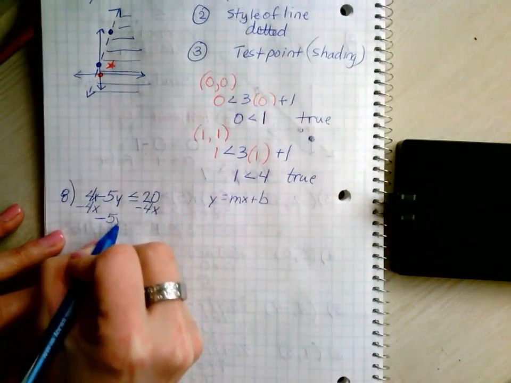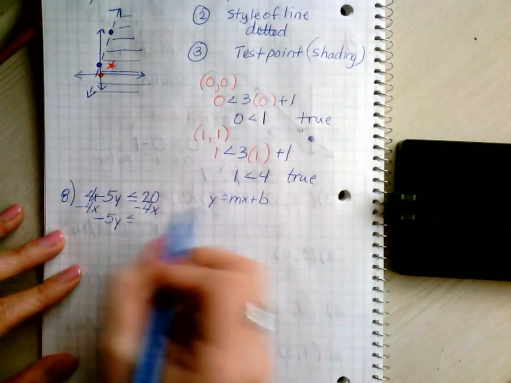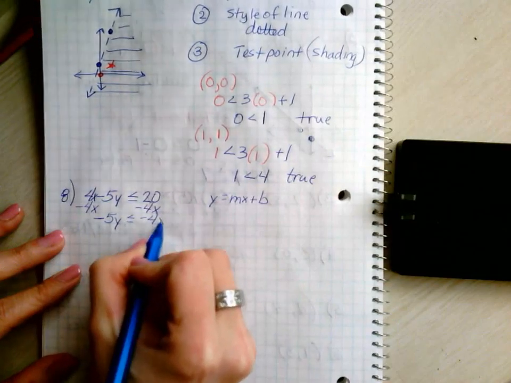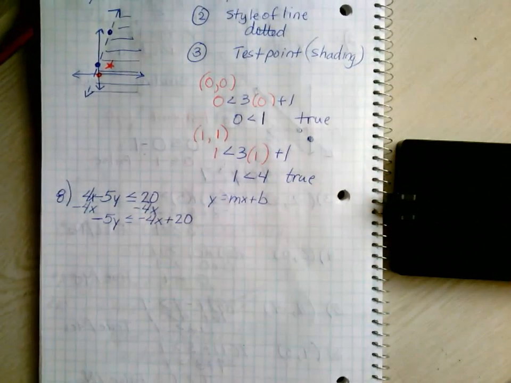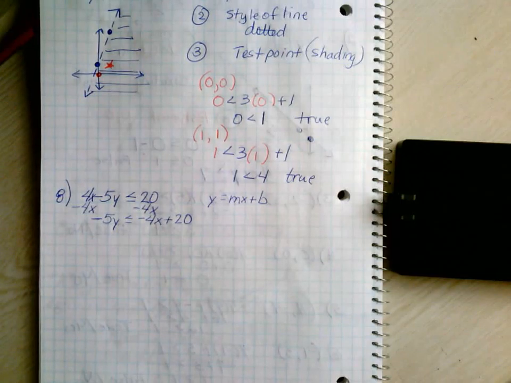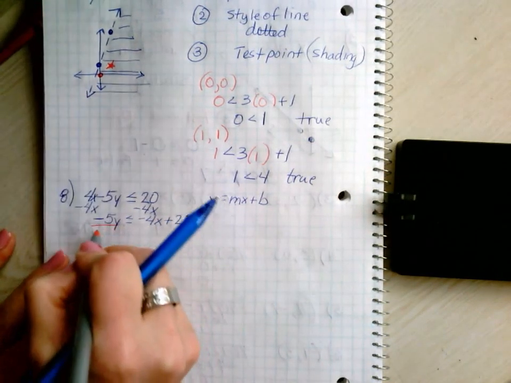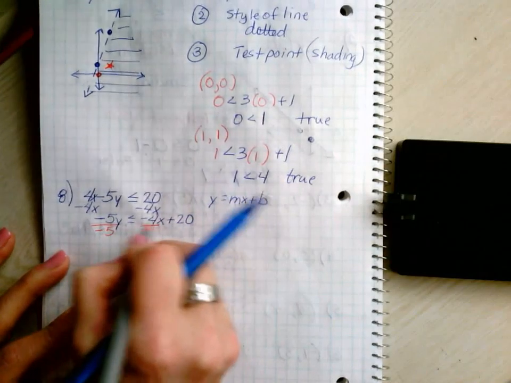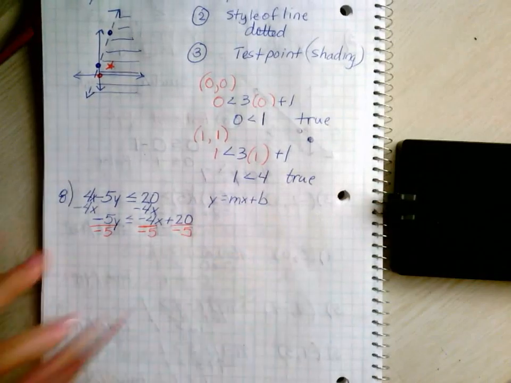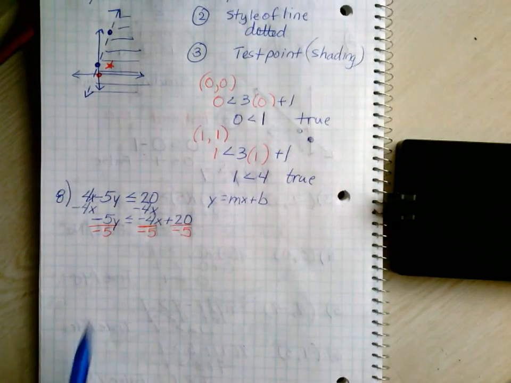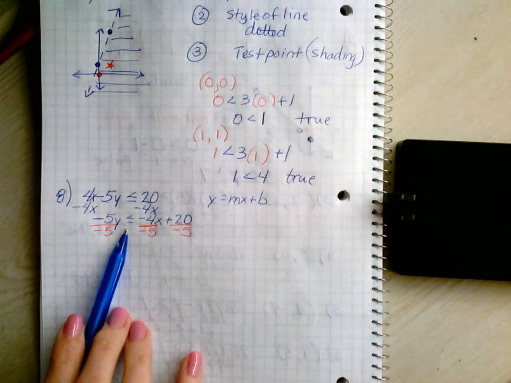Negative 5y is less than or equal to, your x needs to come first, and your number goes last. Here's the part where you're all going to flip out and probably get this wrong. If you get anything wrong, this is going to be it. What happens when you divide in an inequality by a negative? Not only that, but in an inequality, when you divide by a negative, you flip the sign.